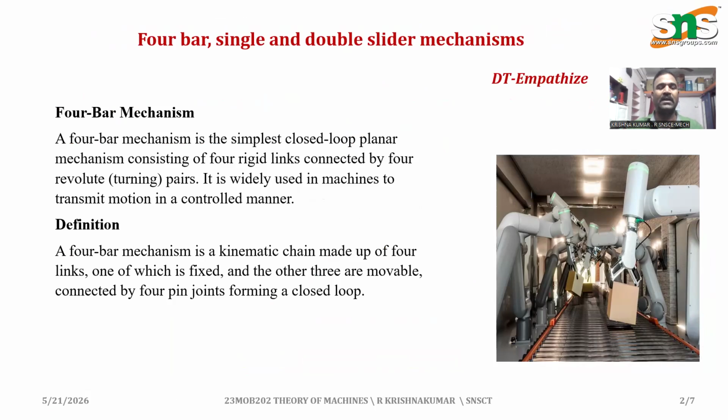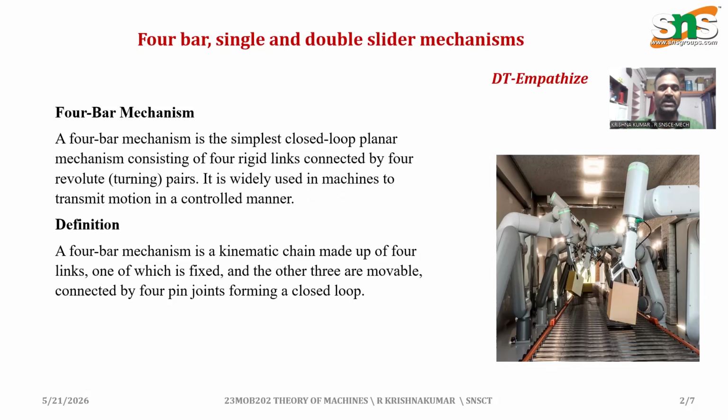4-bar mechanism. A 4-bar mechanism is one of the most important and widely used mechanisms in the field of theory of machine and mechanical engineering. It is a simple closed chain mechanism consisting of four rigid links connected by four turning pairs. Among the four links, one link is fixed and the remaining three links move relative to it. The 4-bar chain forms the basis of many practical machine and mechanical devices used in engineering applications.